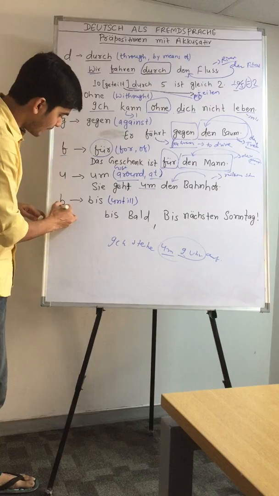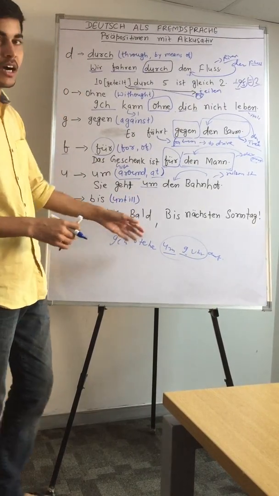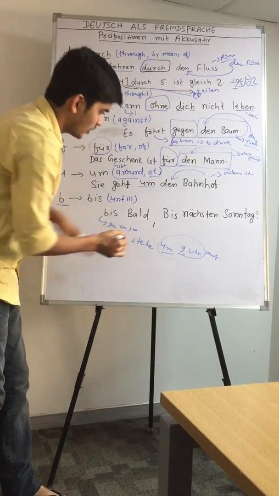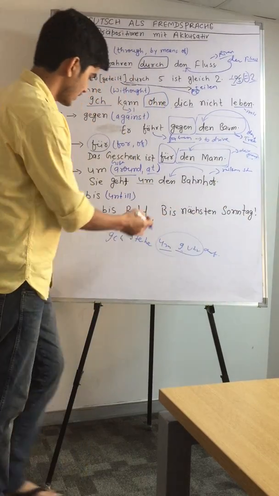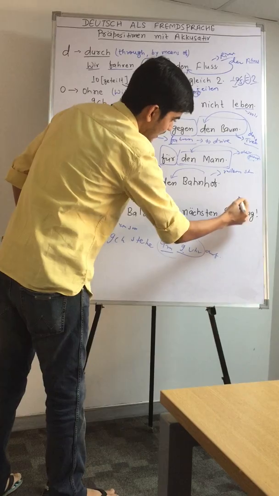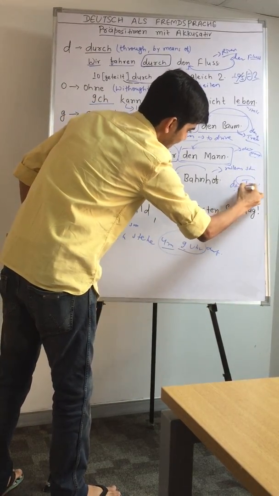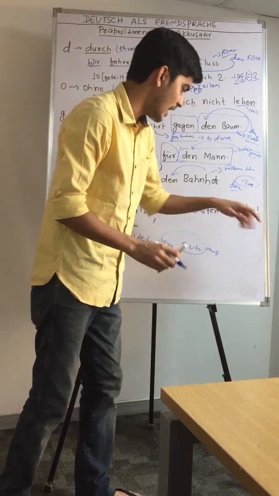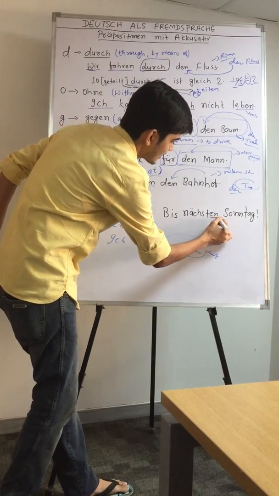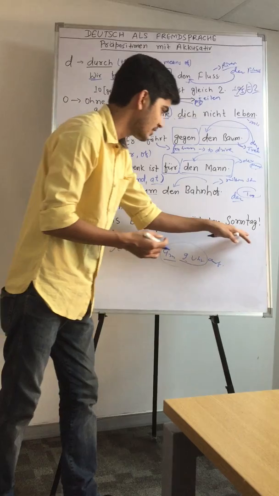The last one is bis. Bis means until. Bis bald. Bis bald is see you soon. Or bis nächsten Sonntag. Until next Sunday. So the Sonntag, Tag, the article of Tag is der Tag. So der Sonntag, there der changes to den. That's why nächsten. Bis nächsten Sonntag. Until next Sunday.